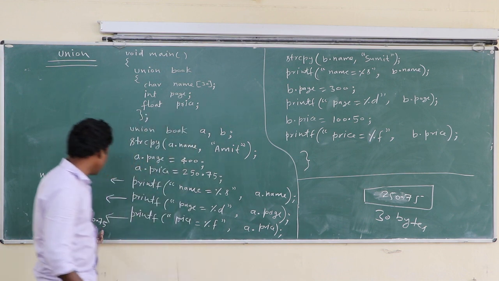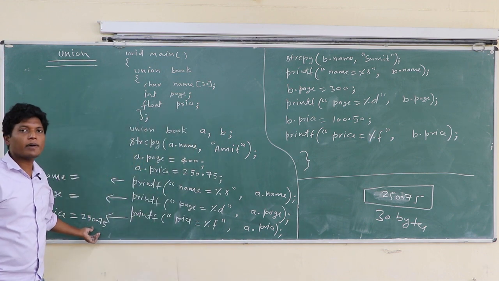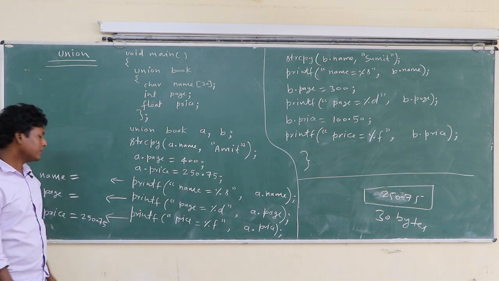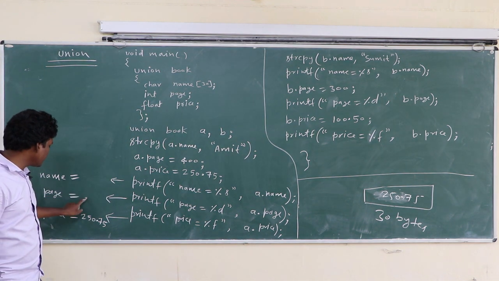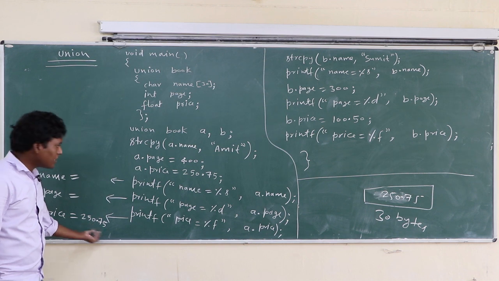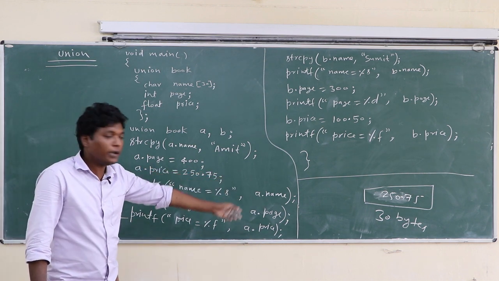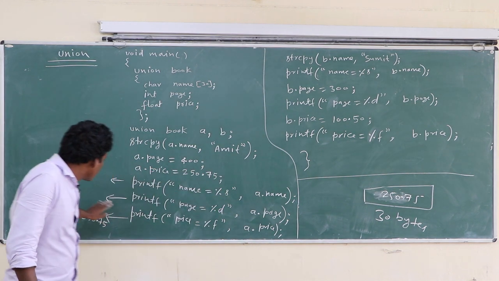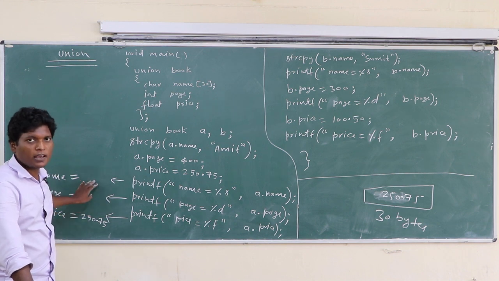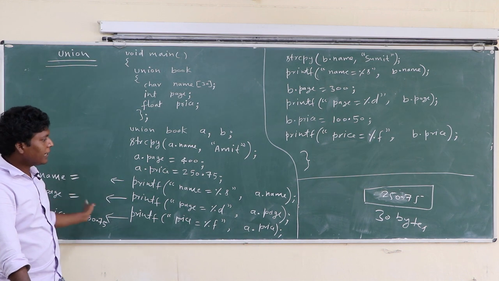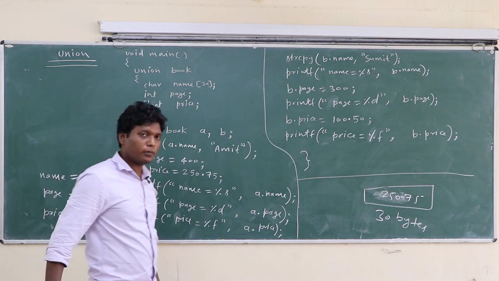That's why it is printed here. So this will be the result. There is nothing, there is nothing, and this is the last value. That's why it is in memory, and printf prints that value. Previous values are overwritten by the next or updated value.